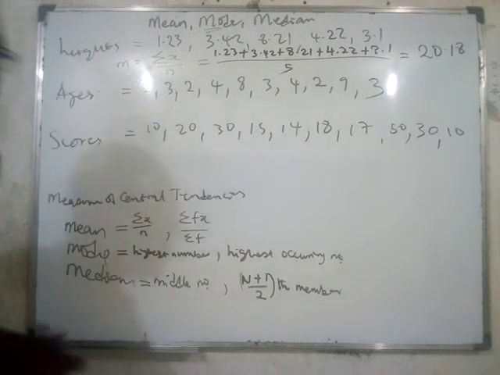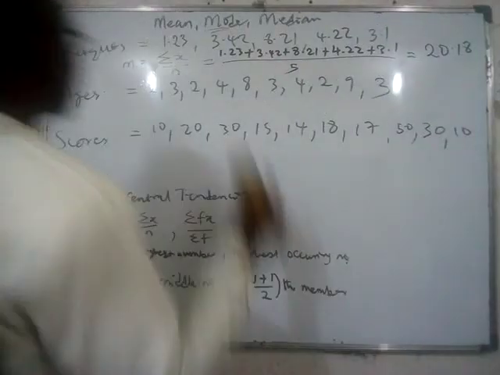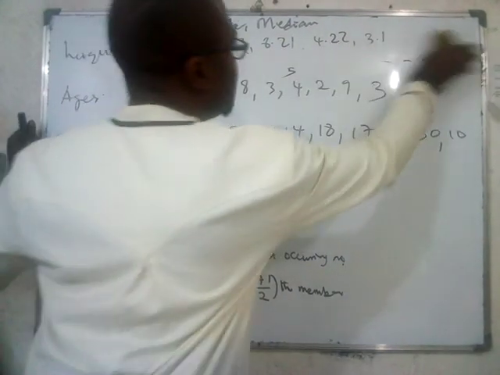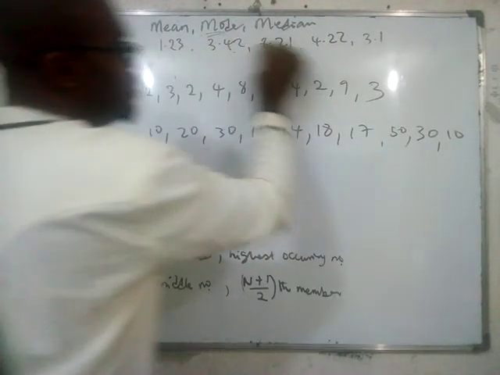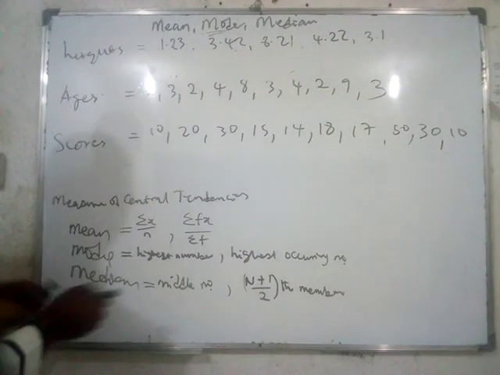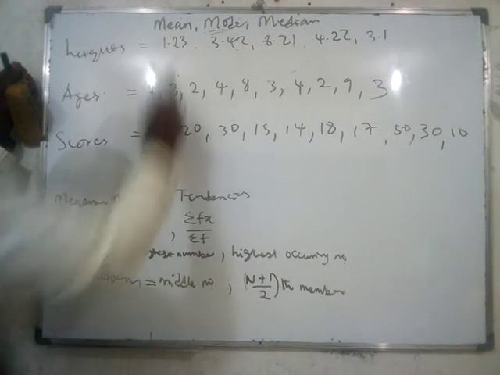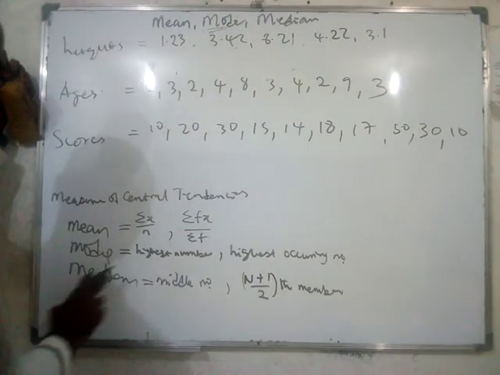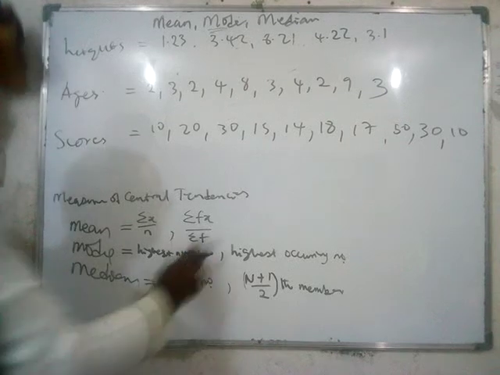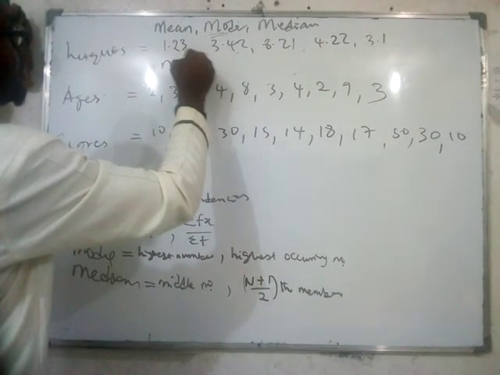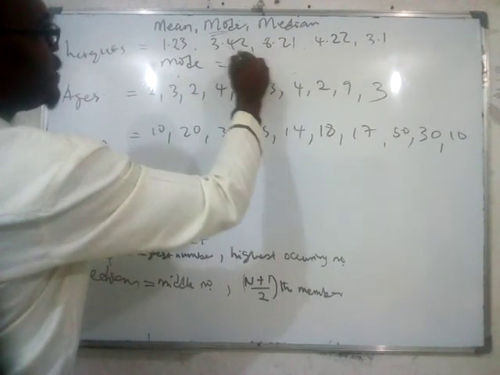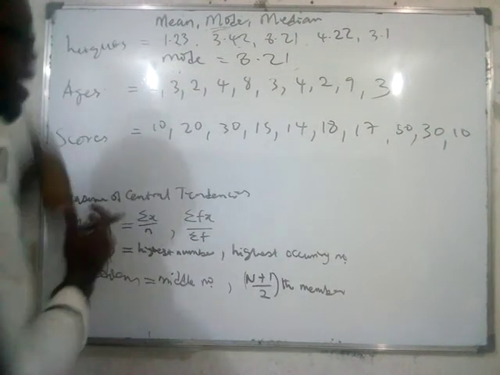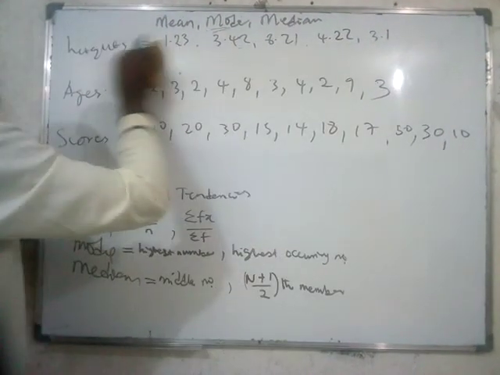So let's find the mode. What is the mode? The mode for non-repeating data is simply the highest number. So what is the mode here? The highest data is 8.21. Have we done the mode?